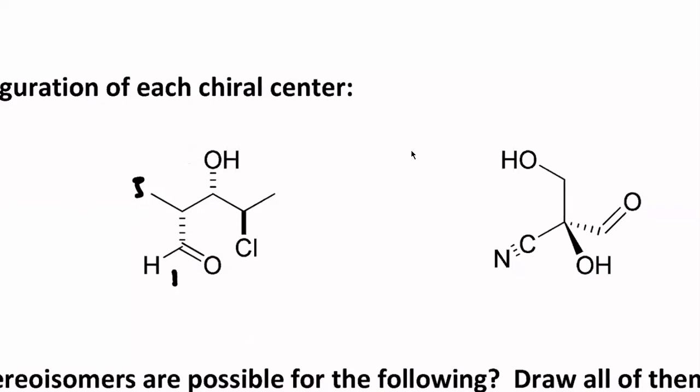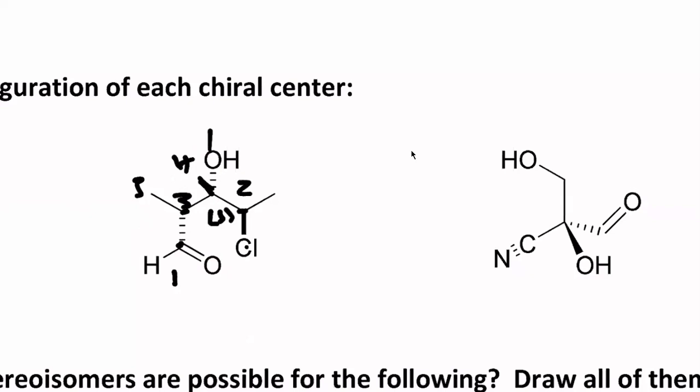This is going to be 1. And then you've got carbon, carbon, carbon, chlorine. So this is 2. And then this is 3. So 1, 2, 3. That's R. But the H is on a wedge. So we'll call that one S.